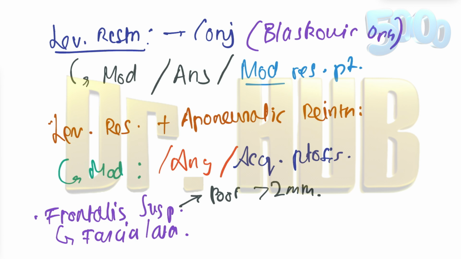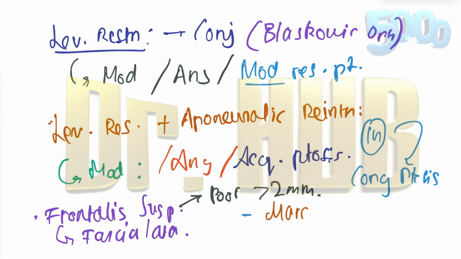Now the indication for the frontalis suspension is going to be congenital ptosis, and also Marcus Gunn ptosis.